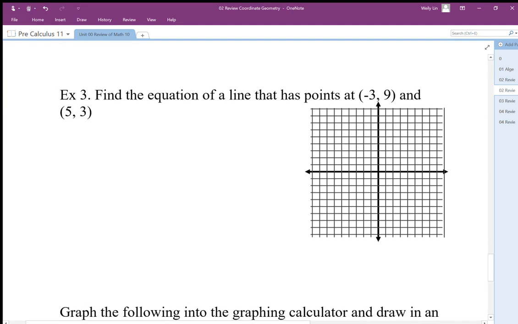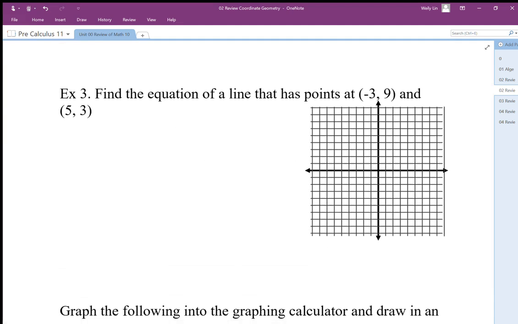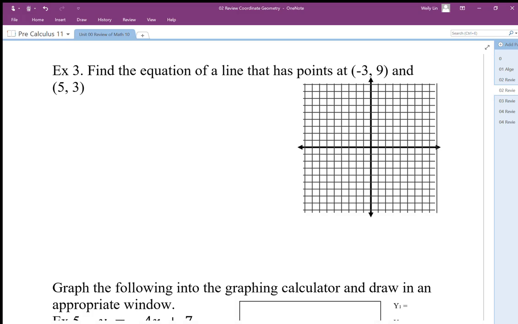Okay, so here I've got another coordinate, (-3, 9), somewhere up here, and (5, 3). If I'm given those two coordinates, I should be able to draw my straight line relationship. Okay, so again, I need slope and a point in space here. So I'm just going to find out my slope first.